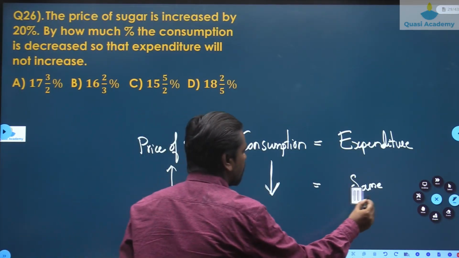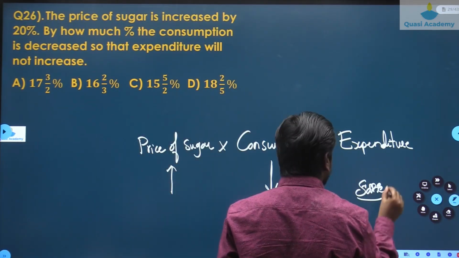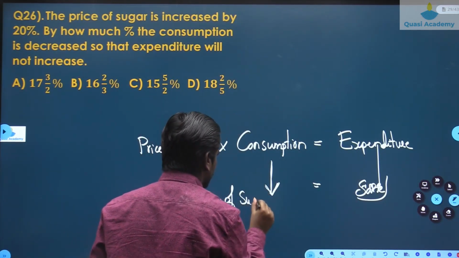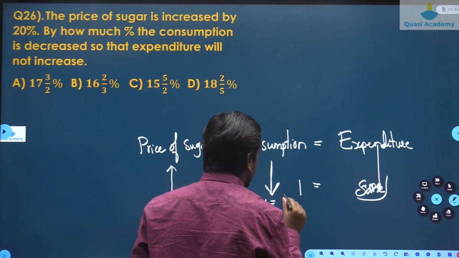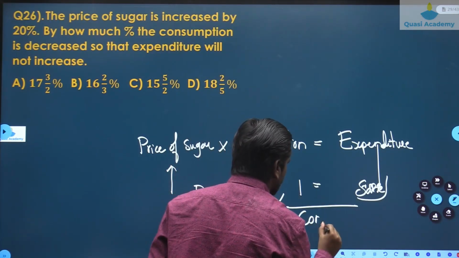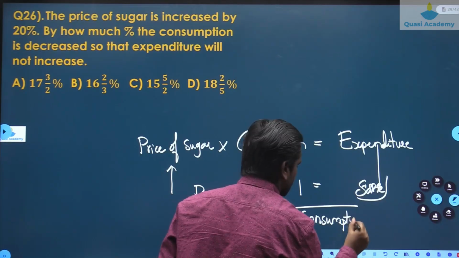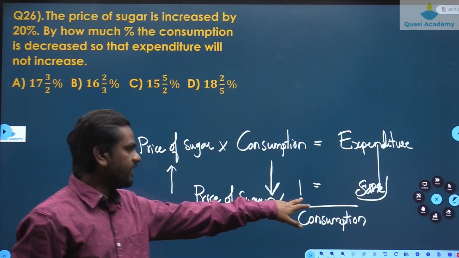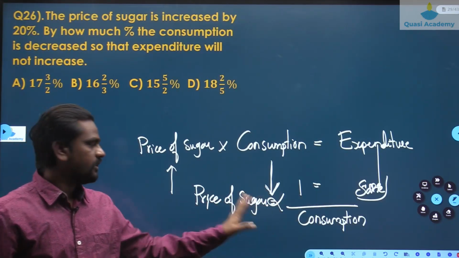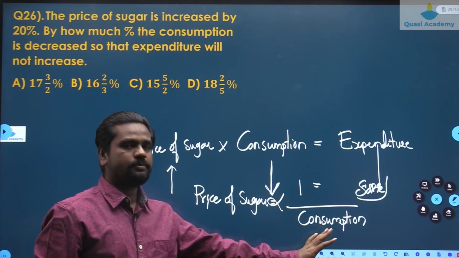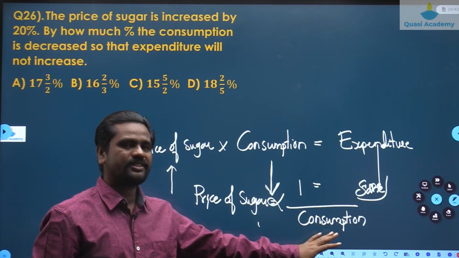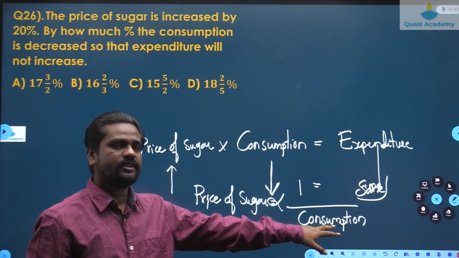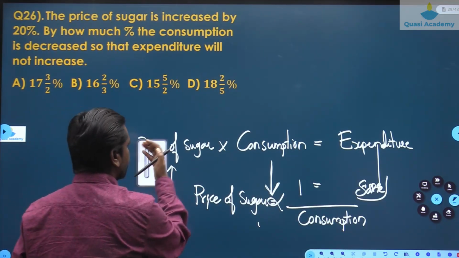Here we can see this is the constant. So here the price of the sugar is inversely proportional to consumption. Fine. When the expenditure is constant, when the expenditure is the same, the price of the sugar is inversely proportional to consumption. Okay, so when the price increases, automatically the consumption should be decreased so that the expenditure is the same.